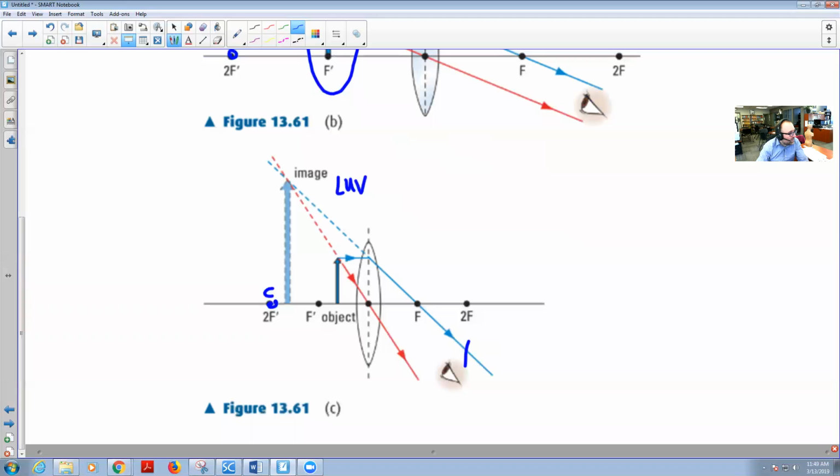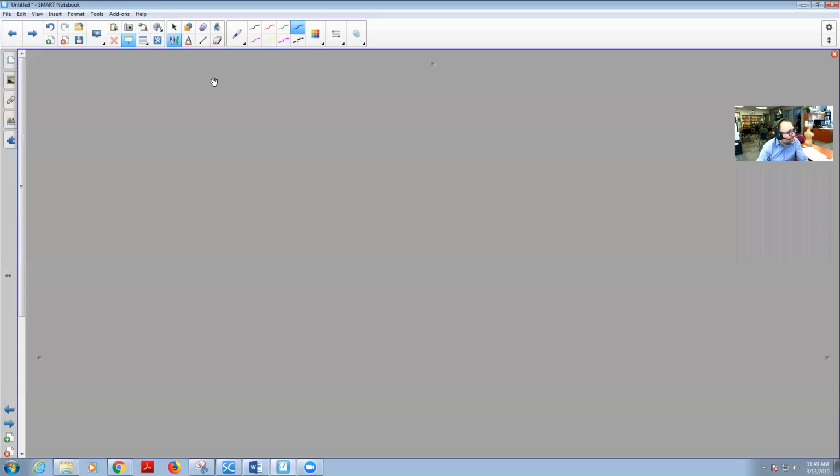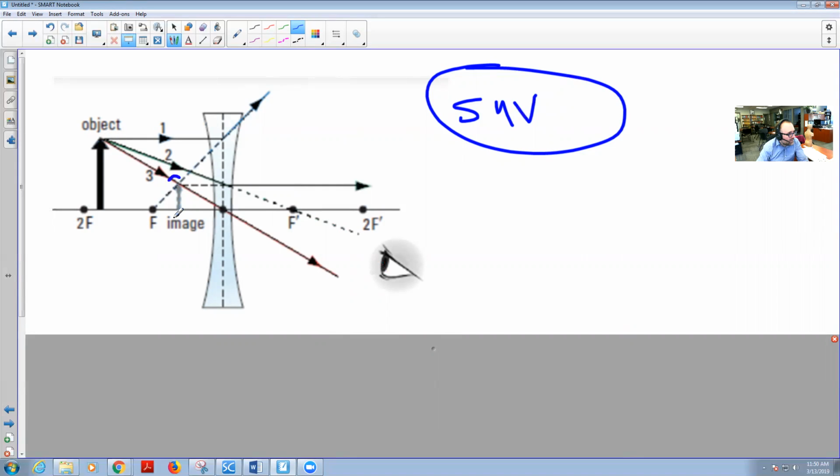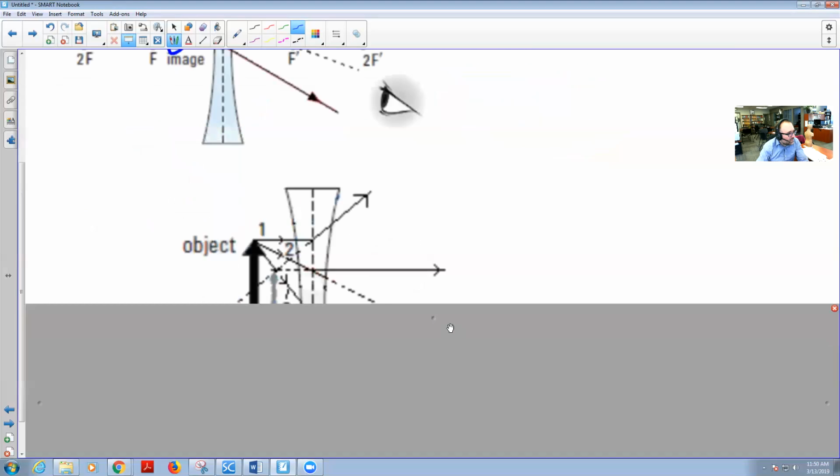So let's go to a diverging lens now. So first things first, let's look at this example here. So keep in mind what we said earlier, any diverging lens is always going to be SUV. So you're always going to be smaller, upright, and virtual. So hence the fact, it doesn't matter where you are, your object is right here, and then you're going to realize there's your image. It's smaller, upright, and virtual. So the next one, here's another example of that.